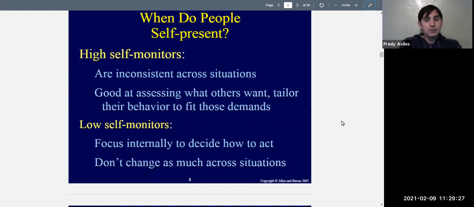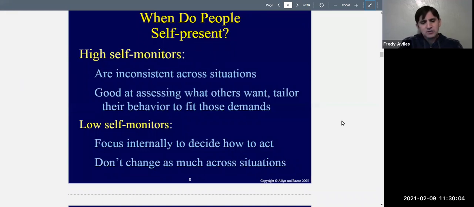I can describe low self-monitors in really bad ways too if I wanted to, but these are the people who focus internally on how to decide to act. They are going to be themselves, whether they're in class, at work, or at a party. They don't change much across situations. So you'll get the real person. They'll dress the same way at home as they do at work, if they're allowed to, or in class. At the party, they'll talk however they want. If they like to cuss, they'll cuss. If they want to talk about certain things, they'll talk about those things, even if maybe you don't like those things.